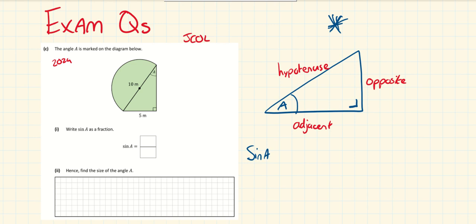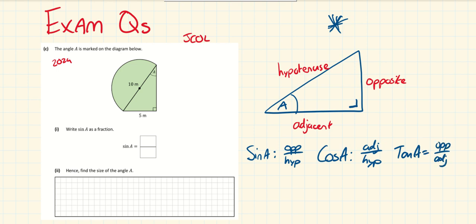So we just remember, sine A is the opposite side over the hypotenuse, so that's the far away one over the long one. Then cosine of A is the adjacent over the hypotenuse, and the tangent of A is the opposite over the adjacent. So we need to remember that. It's the opposite one to the angle you're looking at.